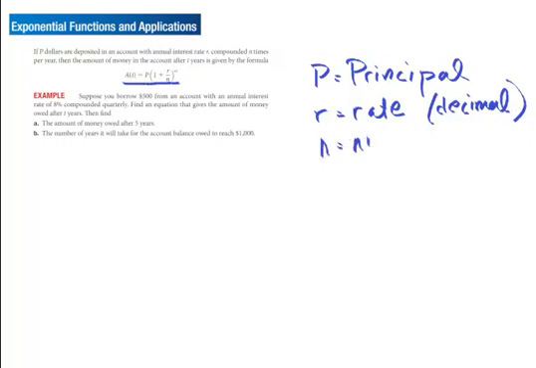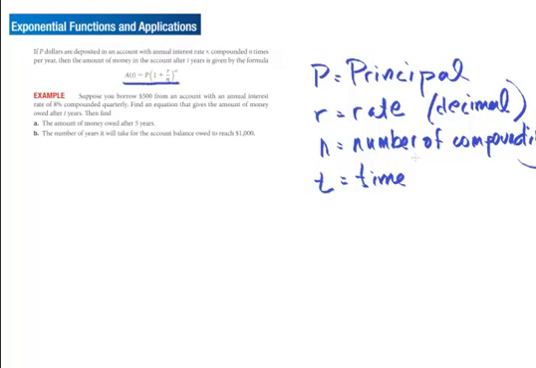N is your number of compoundings. So if it's an annual compounding, that would be a 1. If it's a monthly compounding, N would be 12. If it's quarterly, N would be 4. And T is your time, and this would be in the number of years. So let's look at this example.